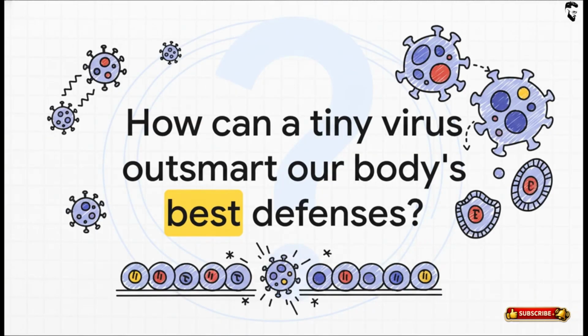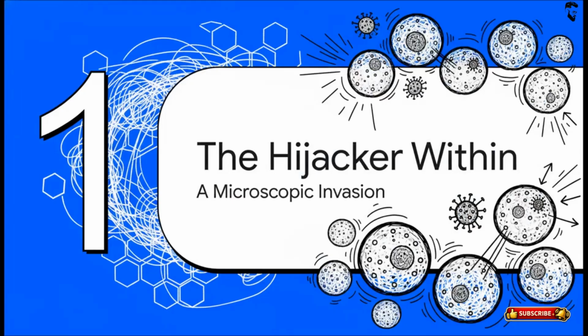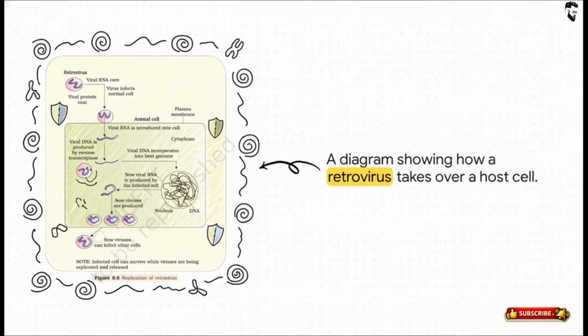It all really boils down to this one question, one that's fascinated scientists for decades. How can a virus, something so unbelievably tiny, manage to completely dismantle our body's amazingly complex security system? Well, that's the puzzle we're going to piece together today. To really get the big picture, we have to start small. I mean, incredibly small. We're going right inside one of our own cells to see exactly how this viral takeover happens.